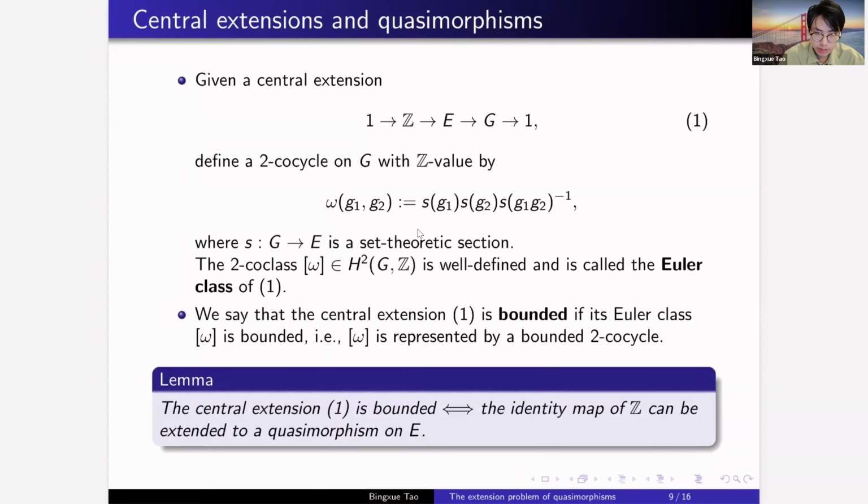And here is a lemma to say that the boundedness of a central extension is also some sort of extension problem of quasimorphism. So the central extension is bounded if and only if the identity map on Z can be extended to a quasimorphism on E. This may be known before, but it is stated in this form recently, I think.